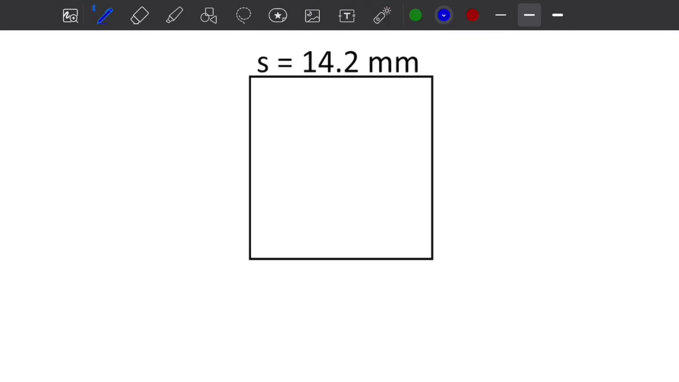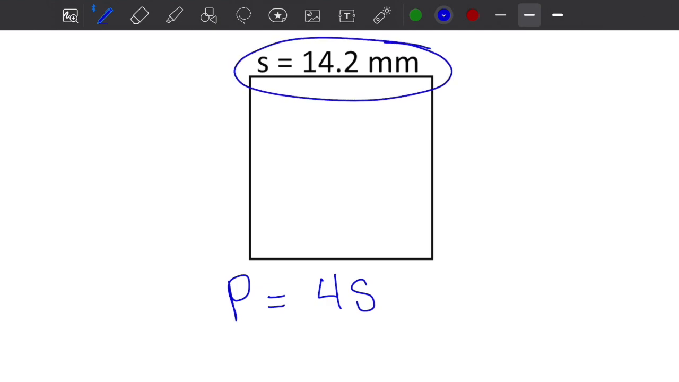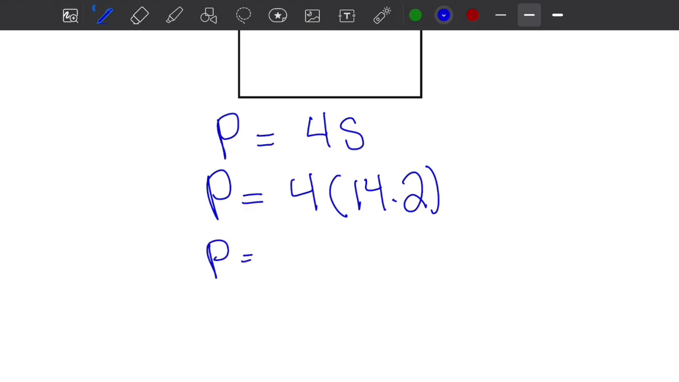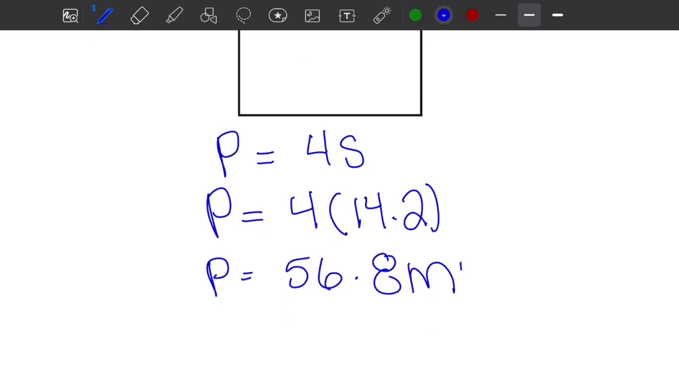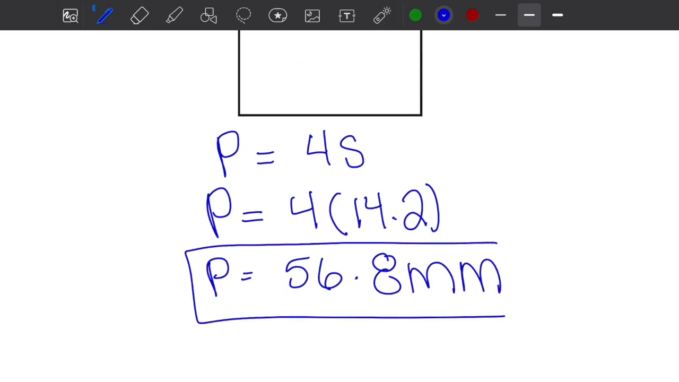So the first thing that we do is we write our formula down because it tells us what to do. Perimeter equals 4 times S. We know that S is equal to 14.2 millimeters, so now we substitute. So 4 multiplied by 14.2, and we use our calculator to do this math. So 4 times 14.2, and that gives us 56.8, and I think it was millimeters. And this is the answer.